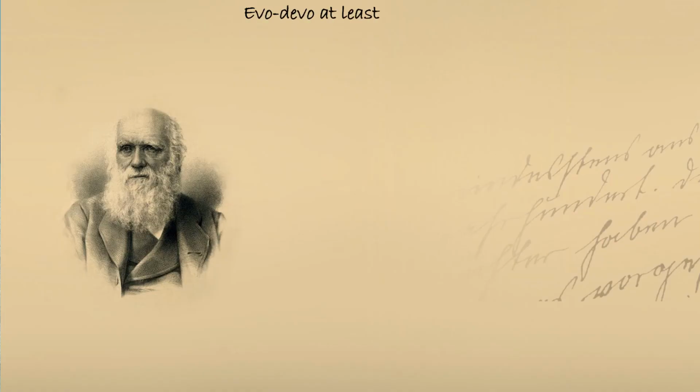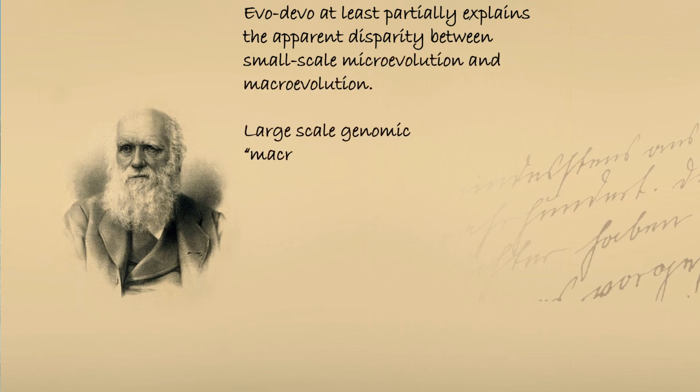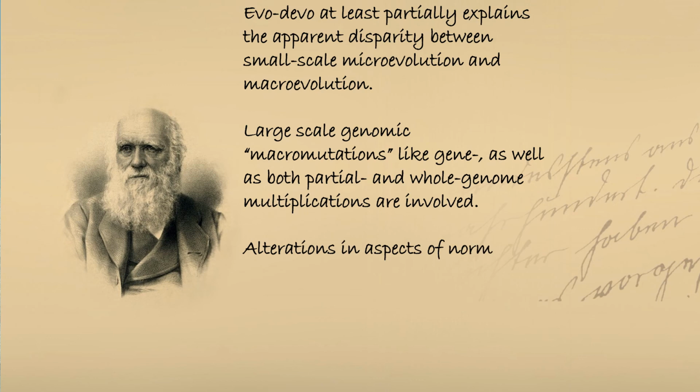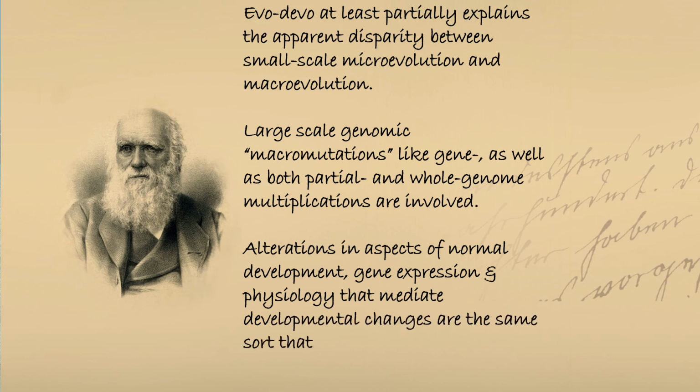Evo-devo at least partially explains the apparent disparity between small-scale microevolution and macroevolution. Large-scale genomic macromutations like gene, as well as both partial and whole genome multiplications are involved. Alterations in aspects of normal development, gene expression and physiology that mediate developmental changes are the same sort that underlie morphological or macroevolutionary change.